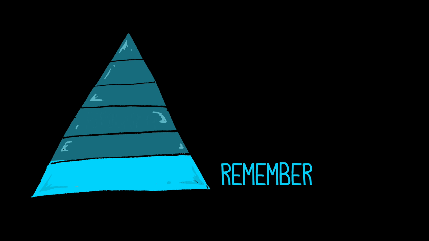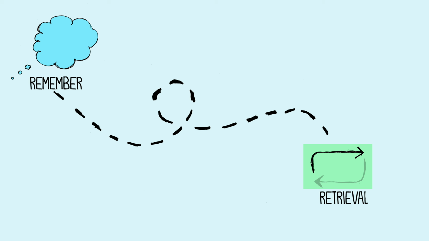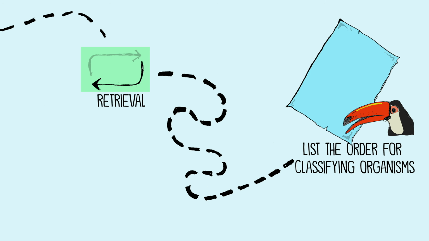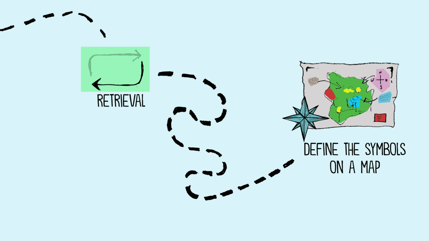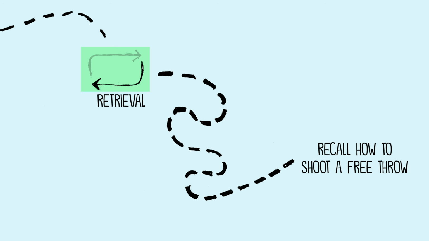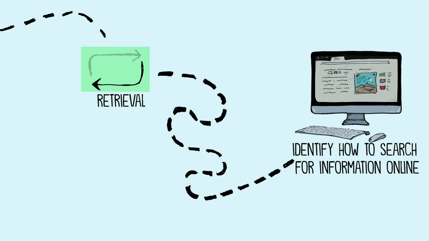The first level is remember, which focuses on the recall or retrieval of information. Students might be able to list the order for classifying organisms, define the symbols on a map, recall how to shoot a free throw, or identify how to search for information online.